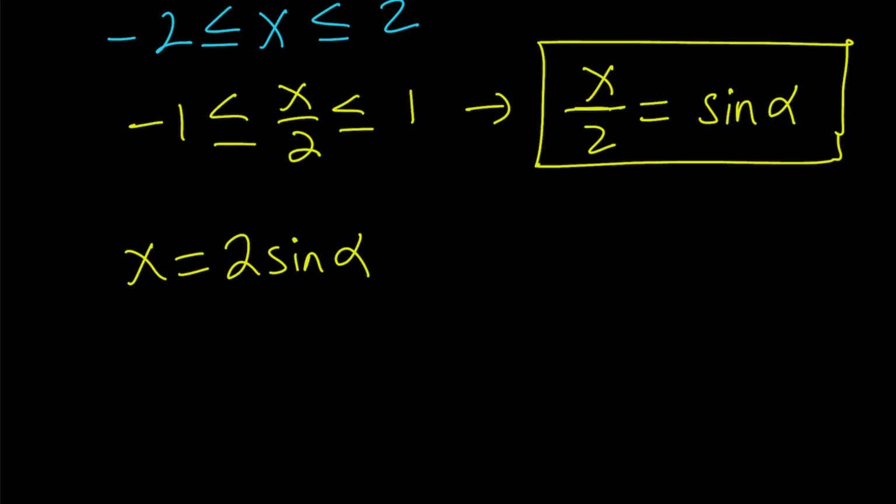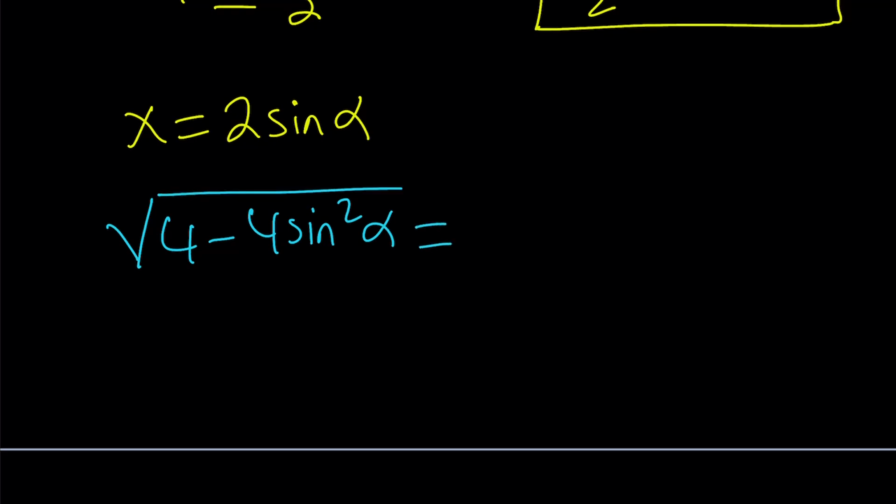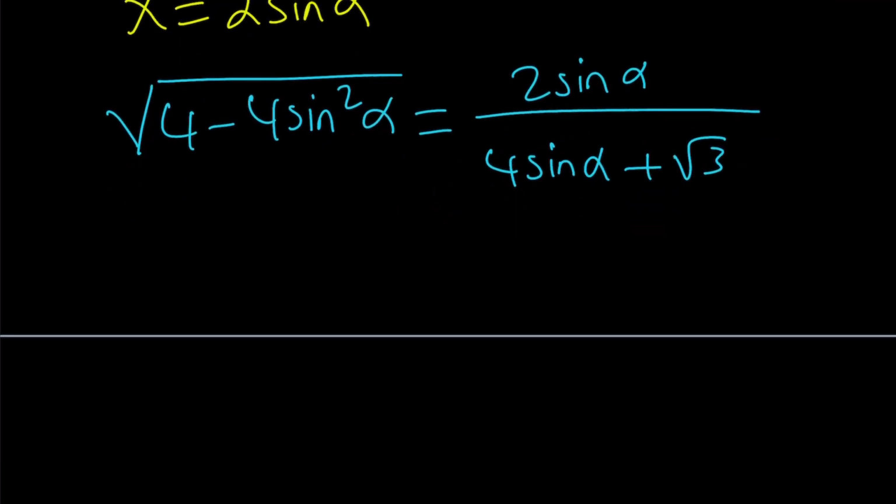And when we do that, a lot of interesting things are going to happen. Let's go ahead and check it out. So replace x with 2 sine alpha: 4 minus 4 sine squared alpha equals 2 sine alpha divided by 2 times x, which is 4 sine alpha, plus root 3. Awesome. This equation looks kind of confusing, but notice that we can simplify this using an identity. Take out a 4, you get 1 minus sine squared.